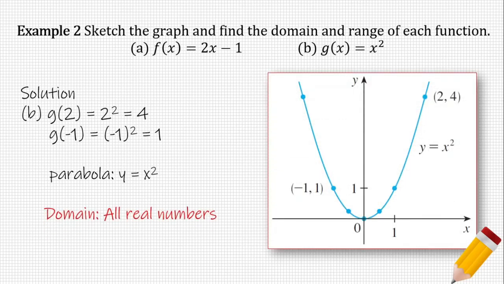The range of g consists of all values of g of x, that is, all numbers of the form x squared. But x squared must be greater than or equal to 0 for all numbers x, and any positive number y is a square. So the range of g is the closed-open interval [0, infinity).